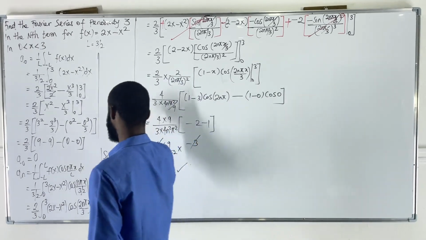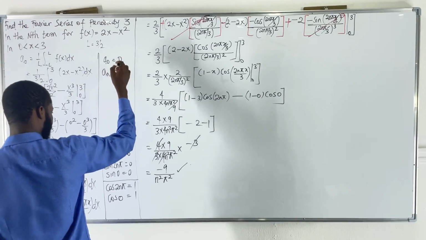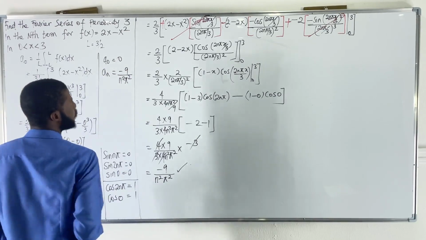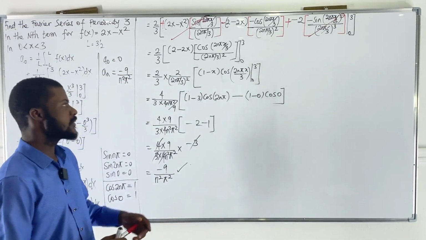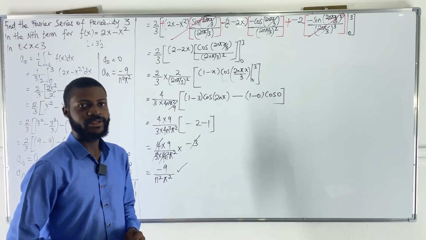Let me keep the answers here. So a naught is equal to 0. A sub n is minus 9 over n squared pi squared. So that's what we have. Now let's move on. Let's look for b sub n. Let's see what it's going to be.